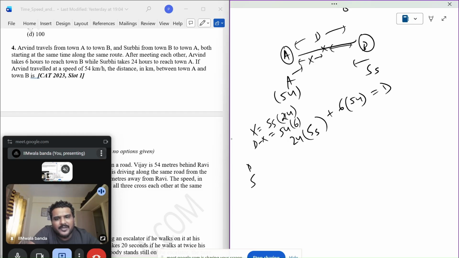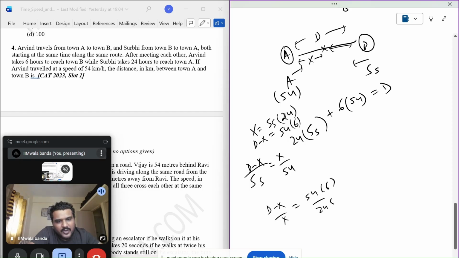This will cover D minus X distance with its speed SS. And in the same time, X distance will be covered by A. So this is also something that I have: D minus X upon SS. So if I use these two, can I say D minus X upon X is 54 into 6 upon 24 into SS? And from here, can I say D minus X upon X is SS upon 54?